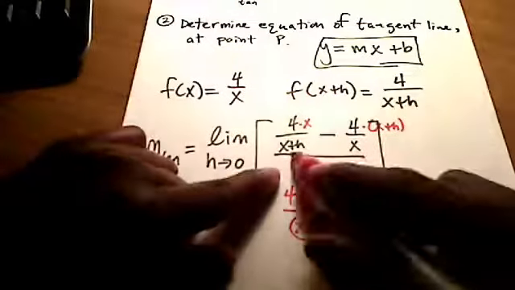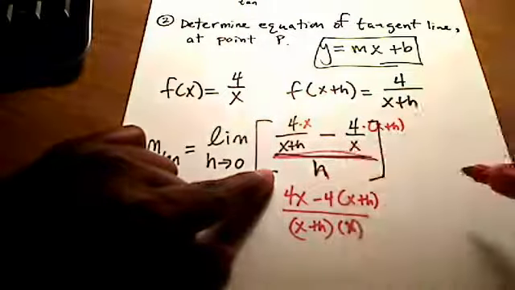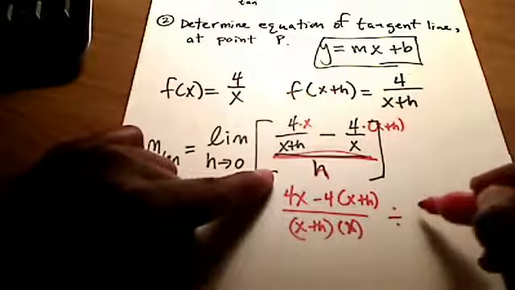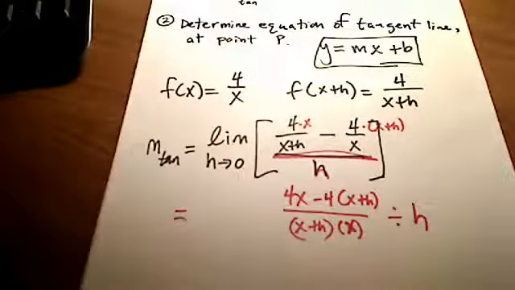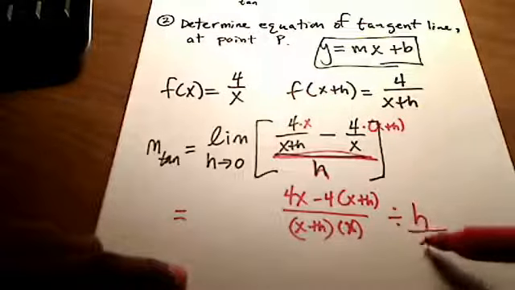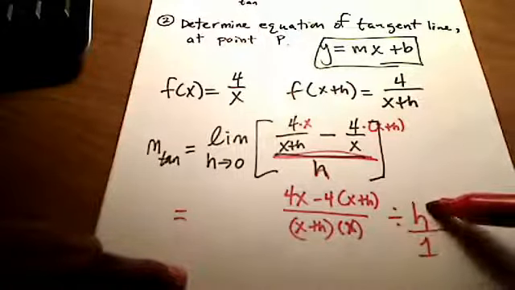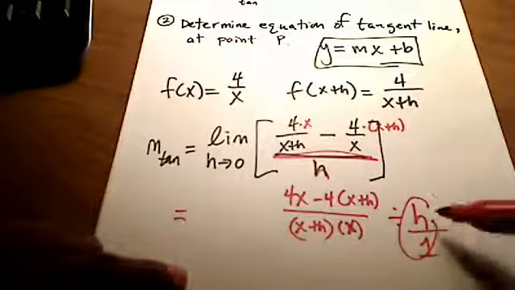Again, this is all being divided by h. See this division right here? It's all being divided by h. Well, how about if I write it this way, divided by h? You guys okay with that? And you know that if I was to write this as a fraction by putting it over 1, we don't divide fractions, we actually multiply and flip. So I need to flip this second fraction here.